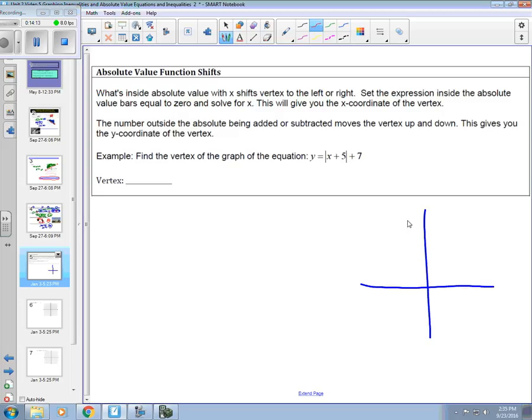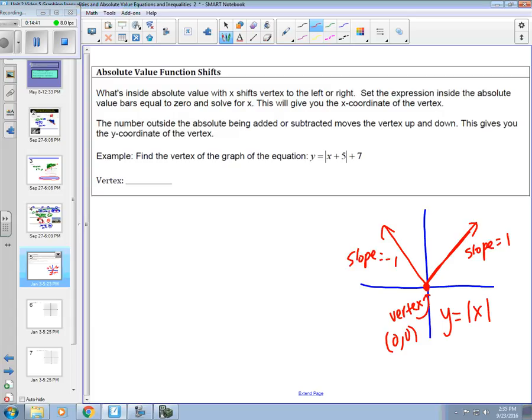The original one, if you just graph absolute value of x, that's what the graph looks like. Its vertex, that's what we call this point right here, is at 0, 0, and it's just y equals absolute value of x. And the slope of both sides: the slope on this side is 1 over 1, or 1, and the slope of the other side is -1.